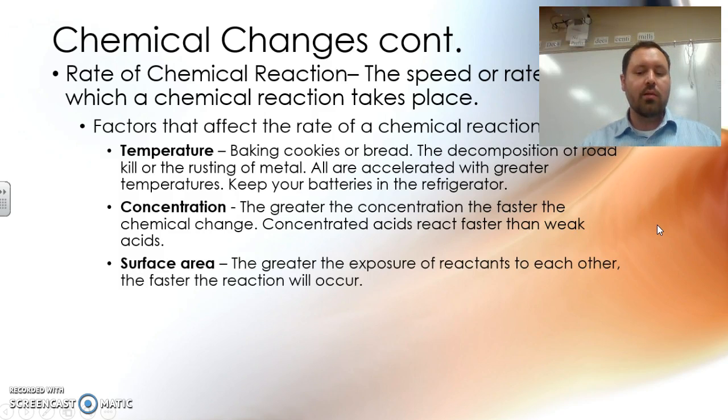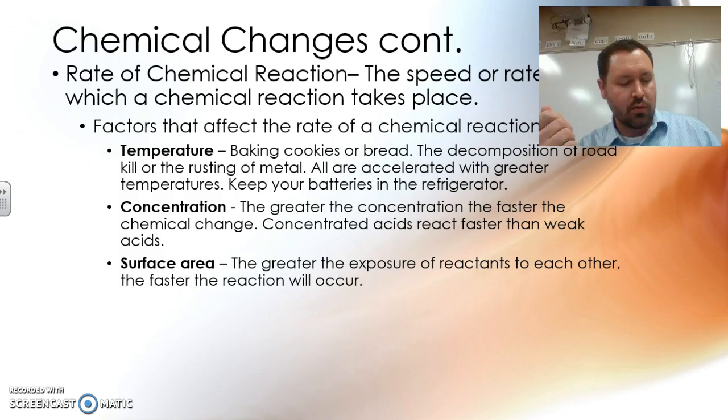Also, the surface area. The greater the exposure of the reactants to each other, the faster the reaction will occur. Think of it this way. If you had, let's say, metal in a complete block, and you said, I'm timing to see how long it's going to take for this metal block to turn into rust, you're going to be there for years and years. But what if you were to take that metal block, put it in a blender, and blend it up into little itsy bitsy shavings, and then see how long it takes for these shavings to rust? The itsy bitsy shavings are going to rust much faster.